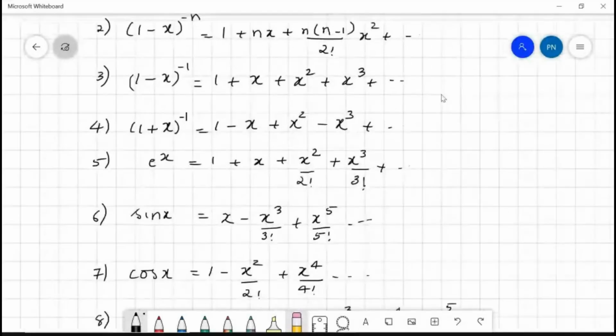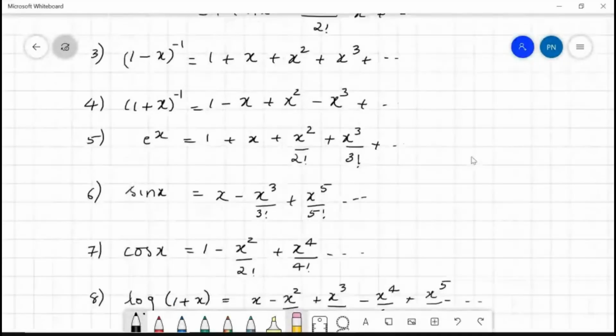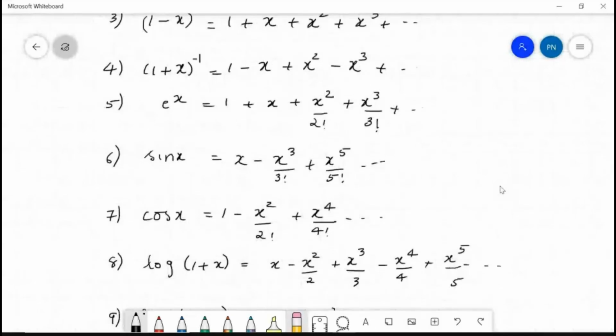E raised to x, sin x, cos x, and log 1 plus x, log 1 minus x. Already these formulas are there in the SEM 3 Google Classroom, but I will just forward it here also. As a prerequisite, I had given all these expansions there. So now we'll start with the problems.